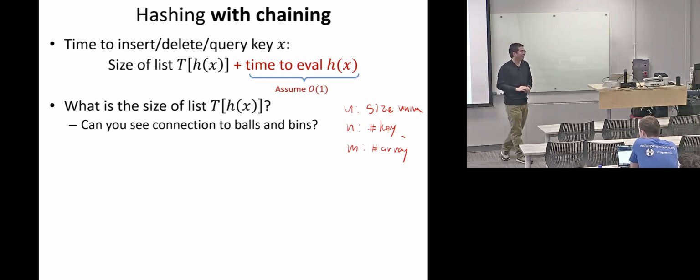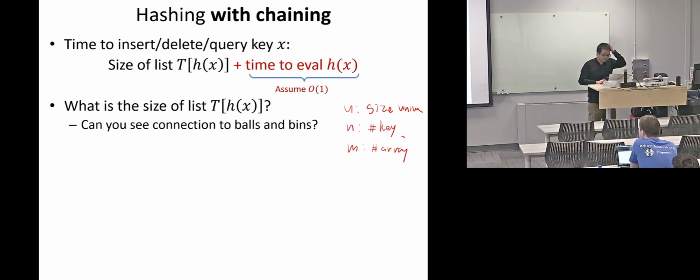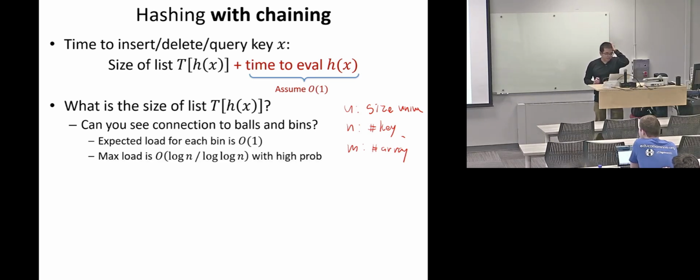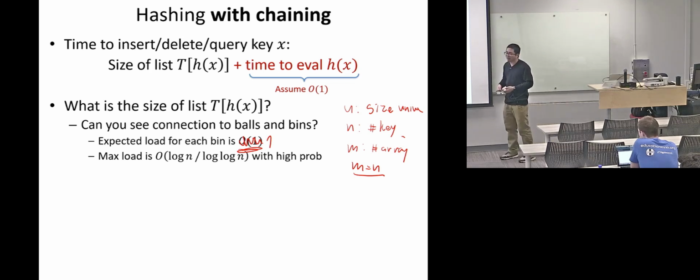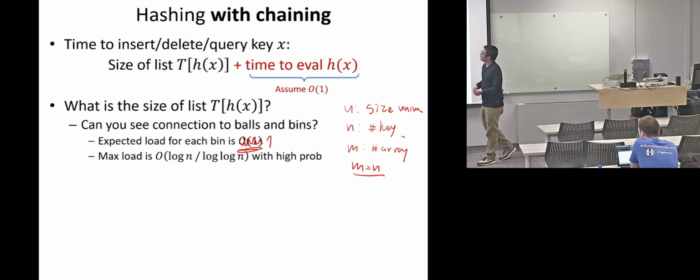Okay. So the expected load for each bin is 1. It's actually 1 because we set m equals n for now. And we also have analyzed that the maximum load is going to be log n over log log n with high probability.